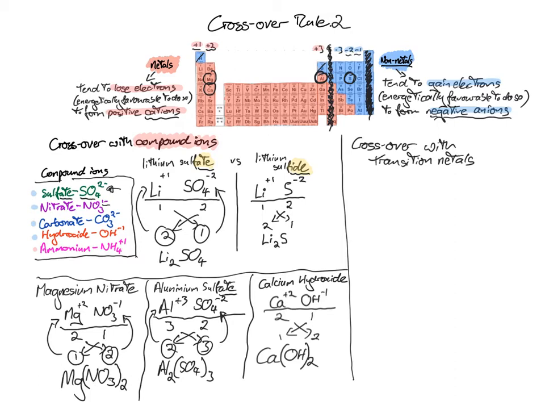We have to learn the compound ions, and if we have more than one of a compound ion, we have to use brackets. And we have to be very careful when reading the names. Does it end in ate or in ide? Sulfate, nitrate, carbonate, they're all ending in ate.